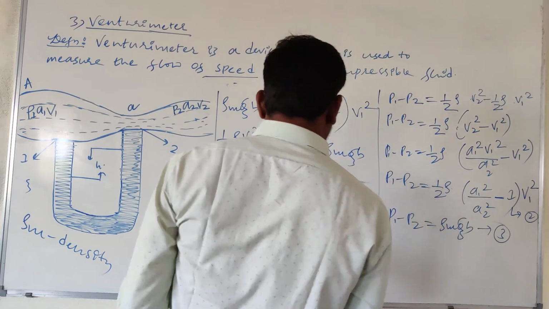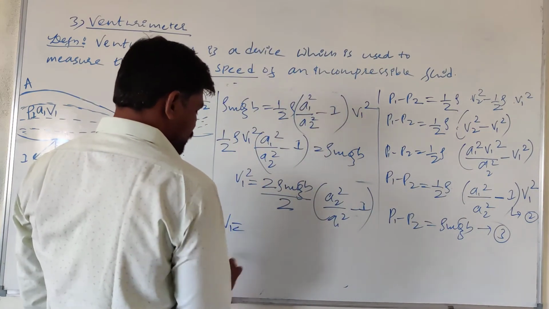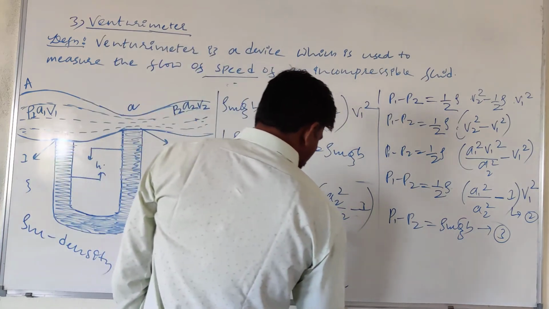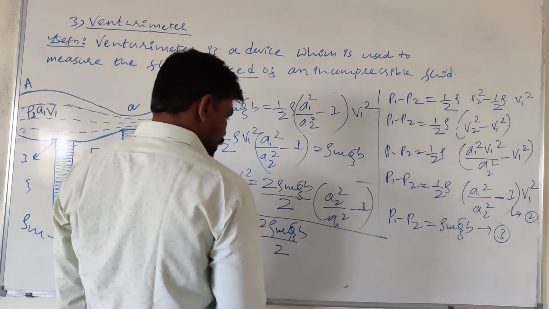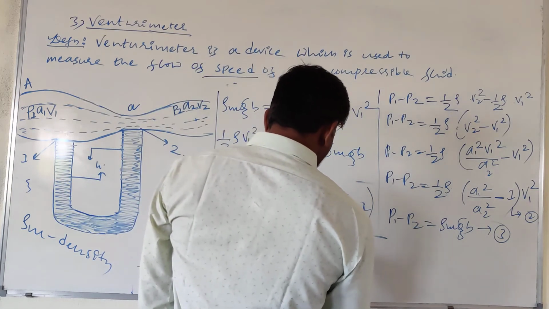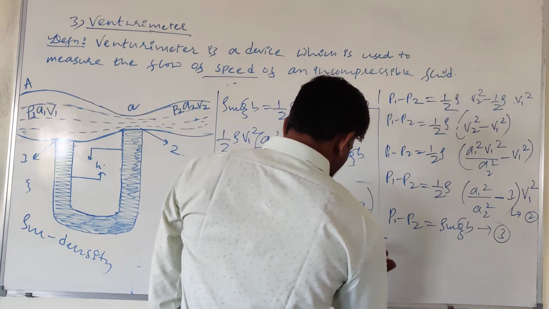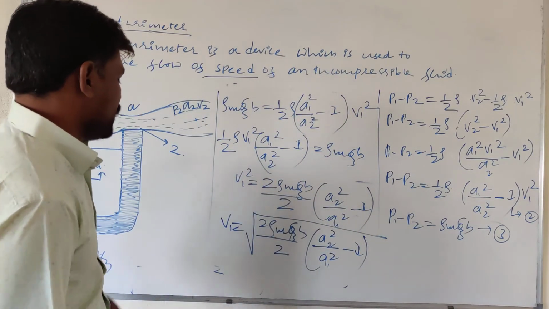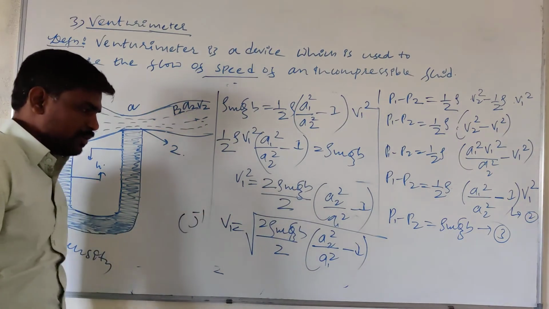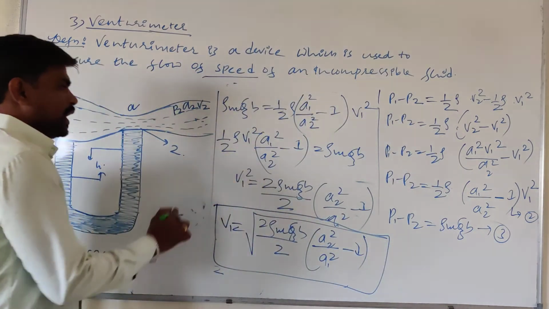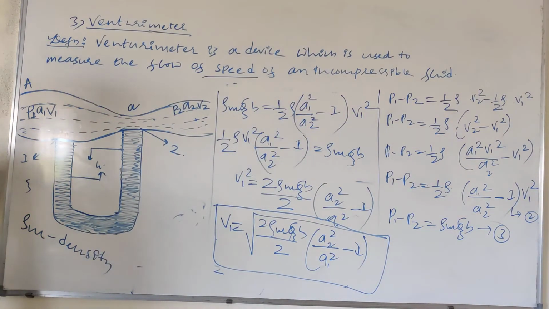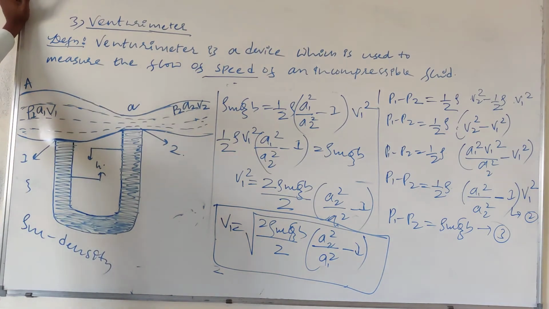So next, V1 is equal to the square root of 2 rho m gh divided by, then A1 square by A2 square minus 1, raised to the power of minus 1 by 2. So this is the velocity or speed of our Venturi meter. It is a device used to find the flow speed.